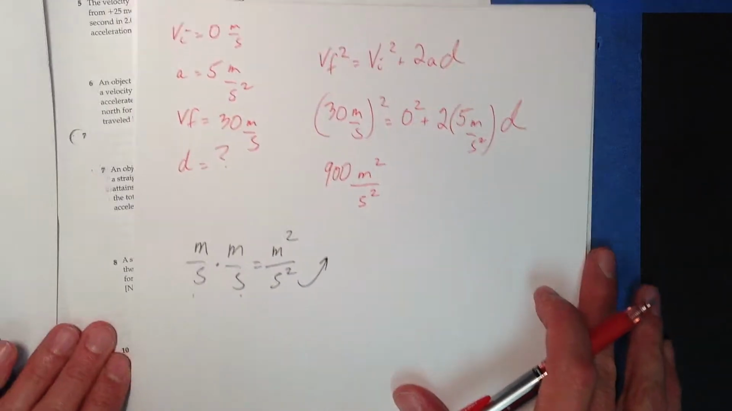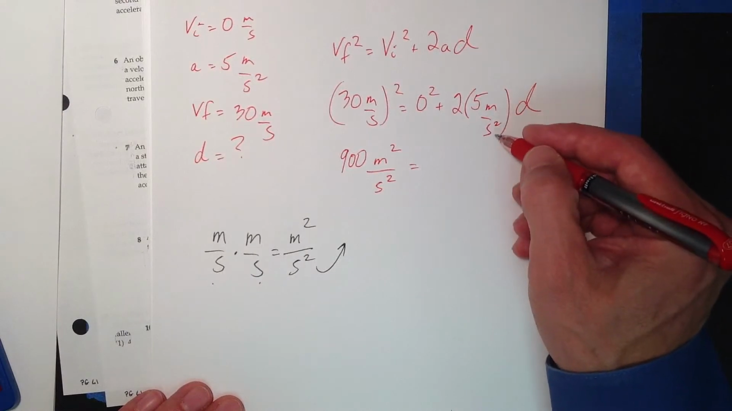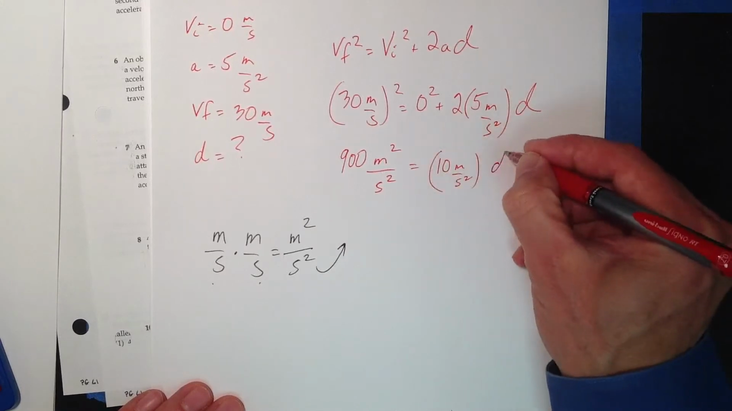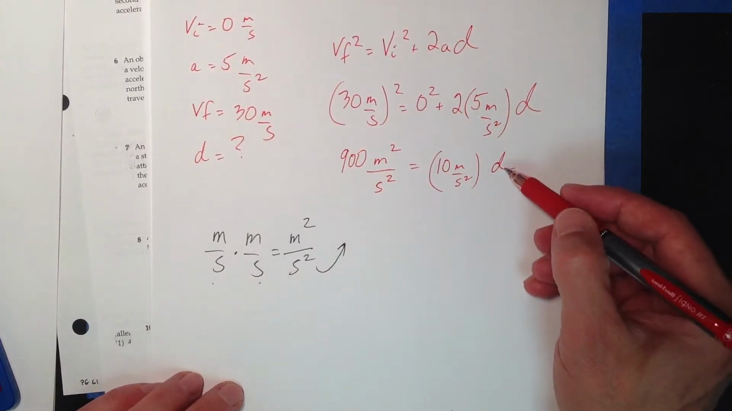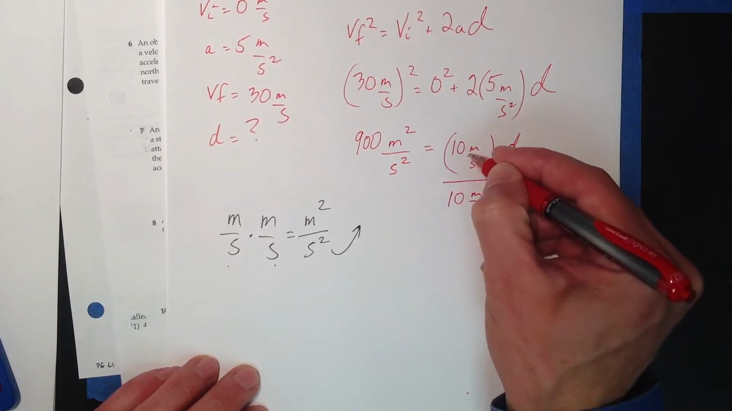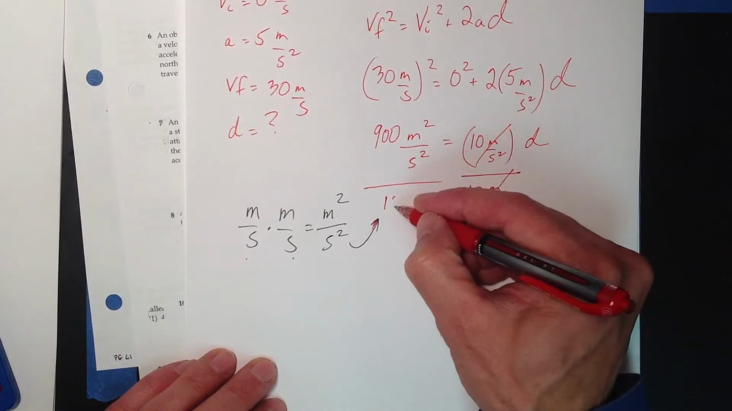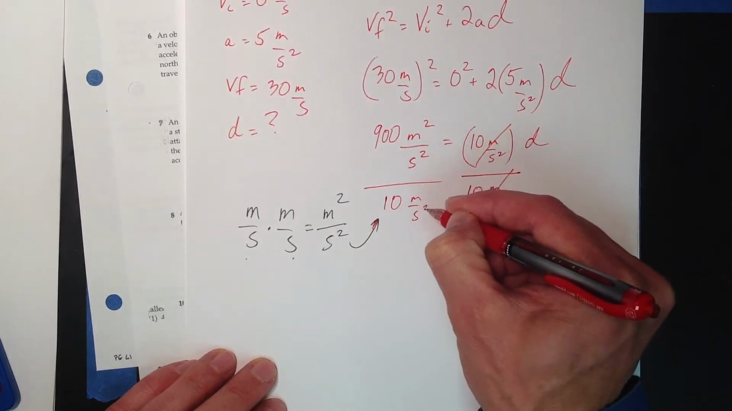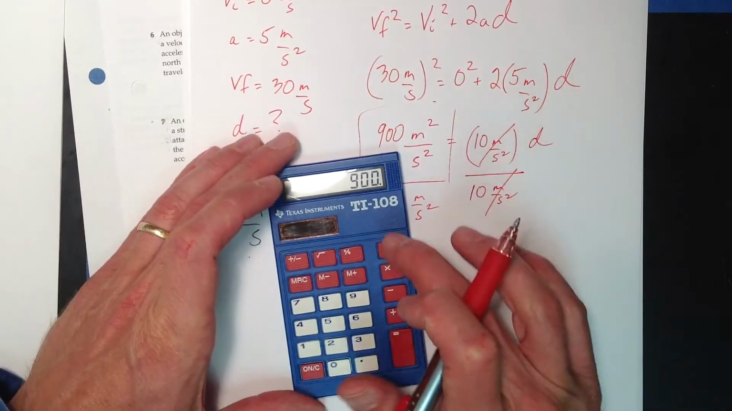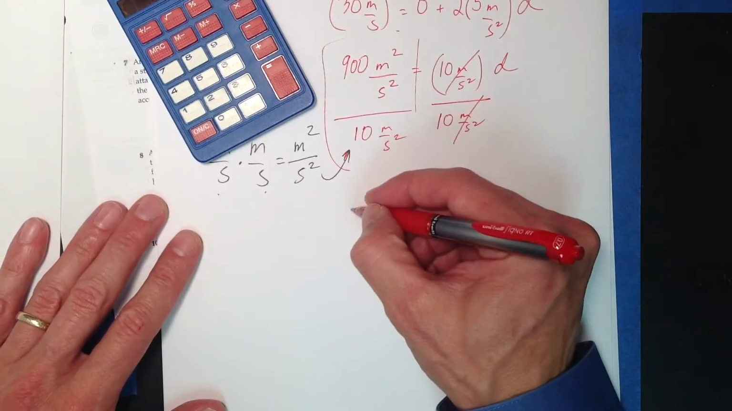Okay, I'm off the screen. Here we go. So that's that, and then the 0 drops out. 2 times 5 meters, that's going to be 10 meters per second squared times d. And now I want to get d by itself, so I have to divide. What I do to one side, I need to do to the other. And so this is 10 meters per second squared. Okay, this is where it's getting a little weird, this section right here. And the units are really key. Do 900 divided by 10. That's pretty straightforward. That's 90. The answer is going to be 90.